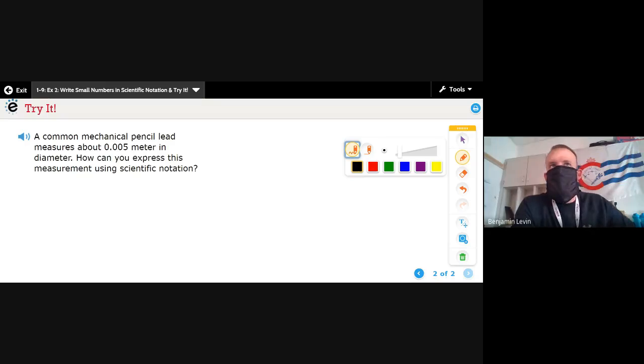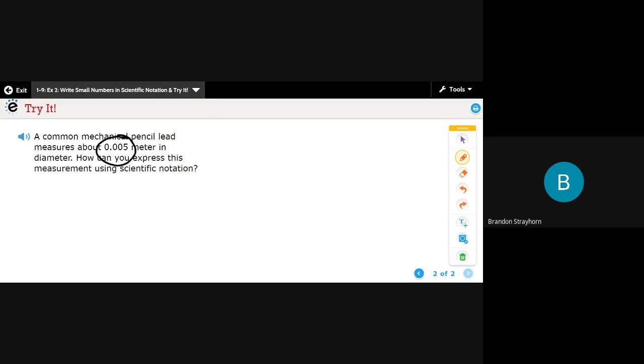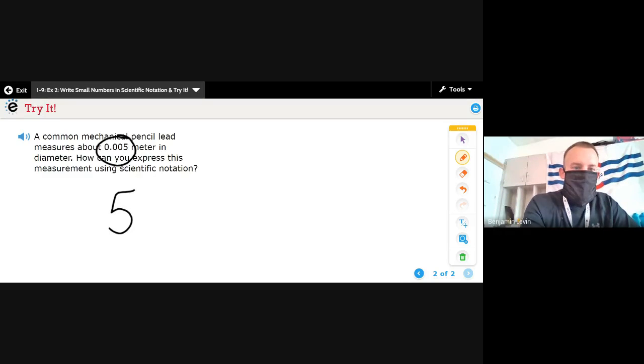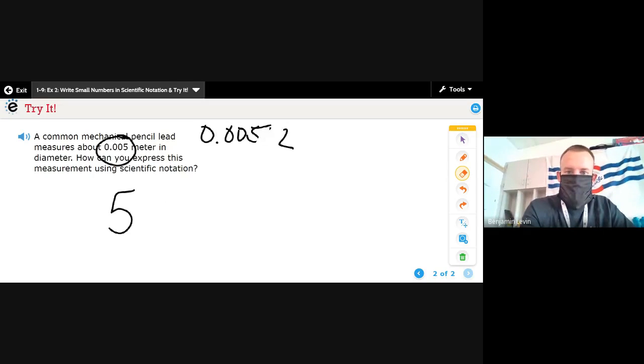Right, we need one number left of the decimal, but what's that number going to be in this number right here? What's the only number that's not 0 that makes any difference? 5, yes. 5. So we start with 5. We don't have anything else. If this was 0.00512, then we would have 5.12, right? But it's not. So we can get rid of all that. It's literally just 5. This is going to be a really easy one.